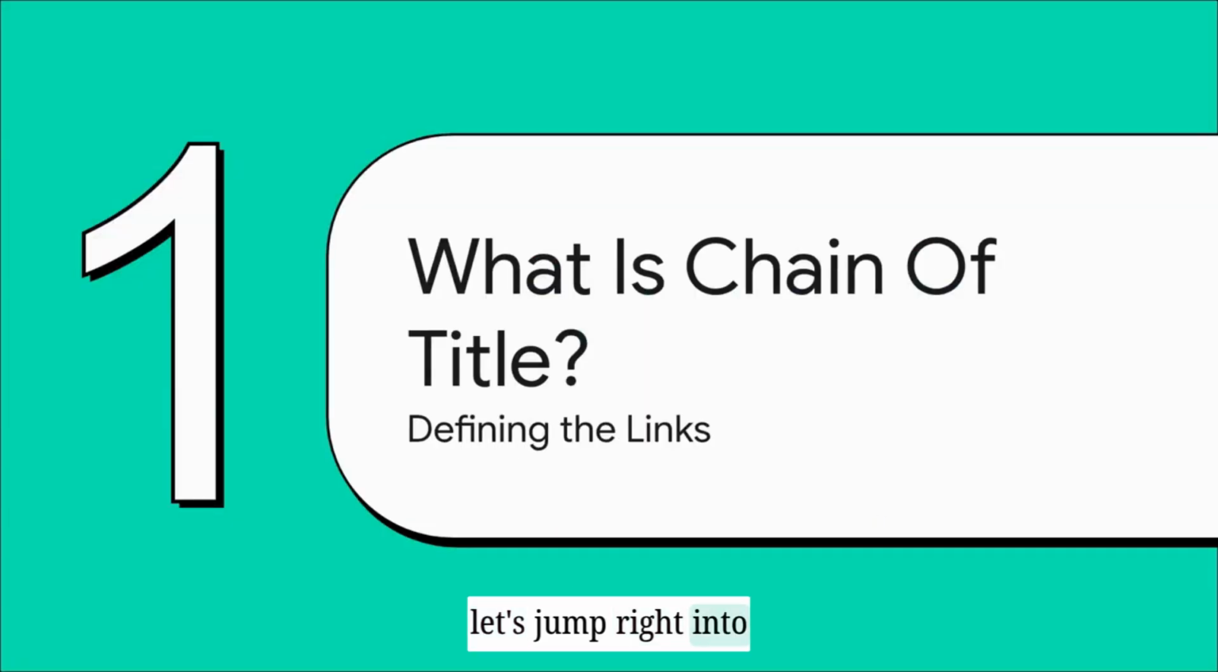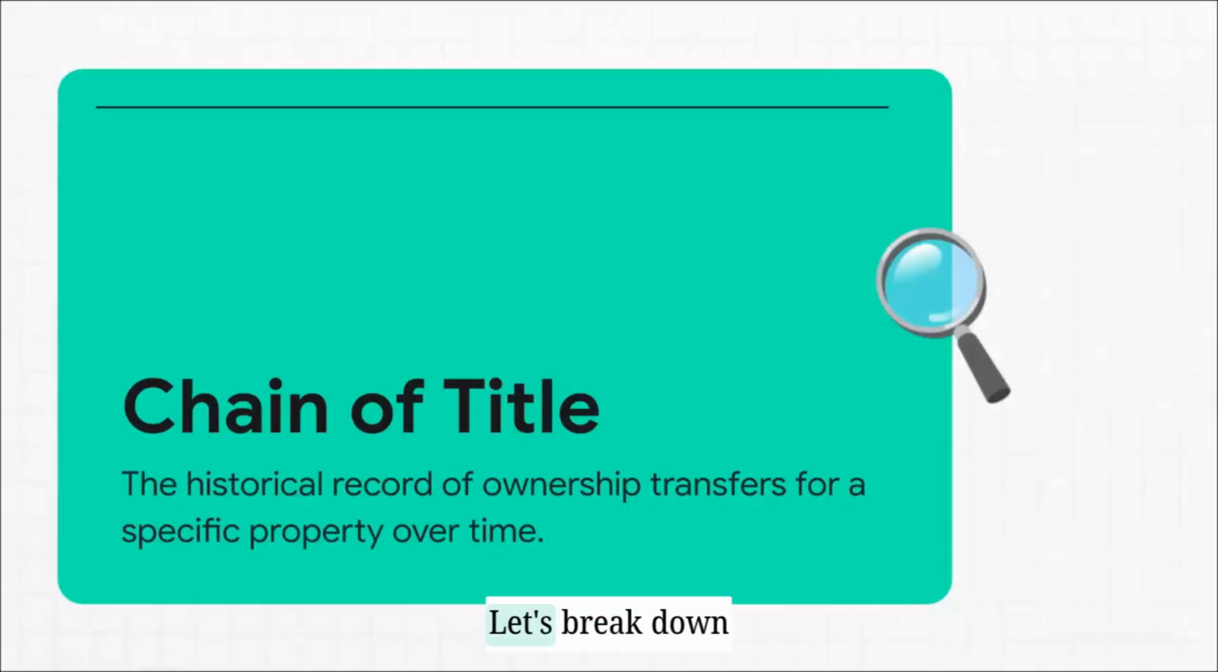Okay, let's jump right into Section 1. What exactly is a chain of title? Let's break down this definition. A chain of title is the historical record of ownership transfers for a specific property. Basically, it's the literal story of how title moved from one person or one entity to another over time.